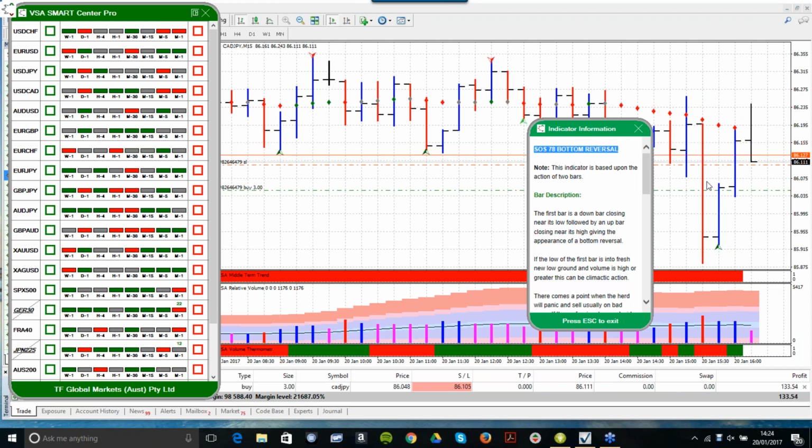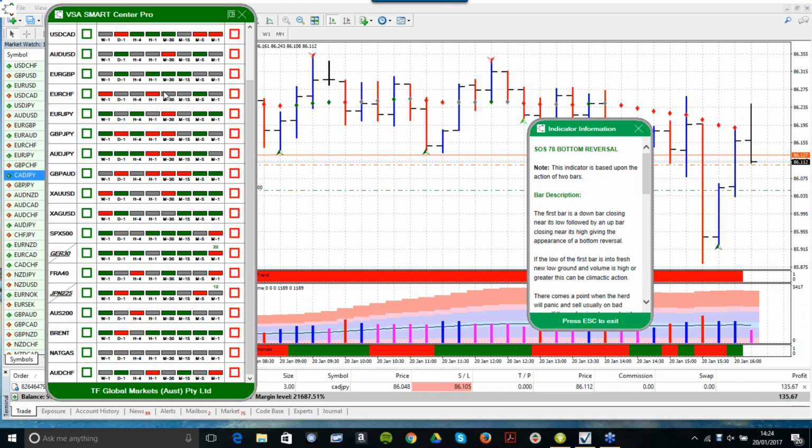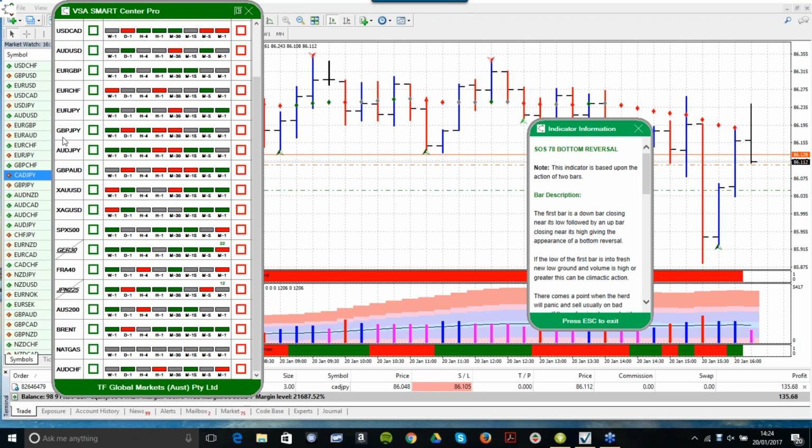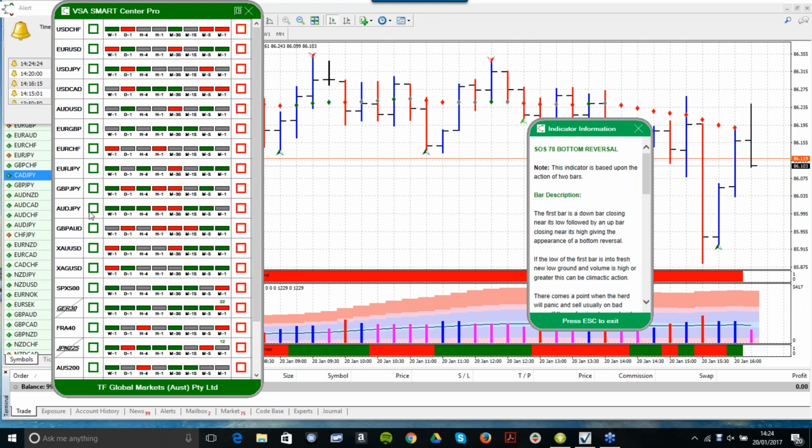And once you do, once you see that, what we do is we look at Smart Center Pro and we start to look for, is there any other indications here of that type of principle appearing? Now, if we look here at the instrument, the CAD JPY here, and if we come down to the euro, I'm just looking at this as well. You see here we've got the weekly, the 4-hour, okay, that's got filled. We've got the 4-hour, we've got the 5-minute, the 1 minute.